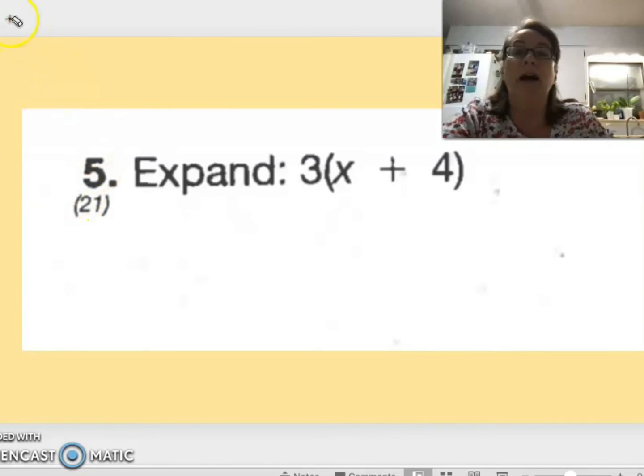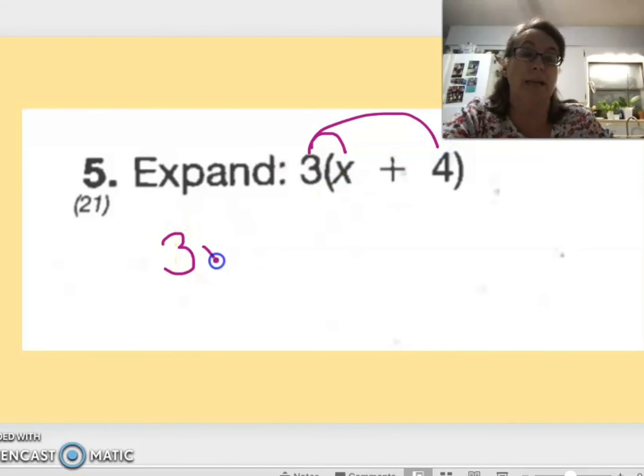And number 5 is expand. We're going to multiply the 3. Remember, when we're doing this, it's 3 times x and 3 times 4. And that's fine to put that as your work. 3x plus 12. Not a lot we can do for that one.